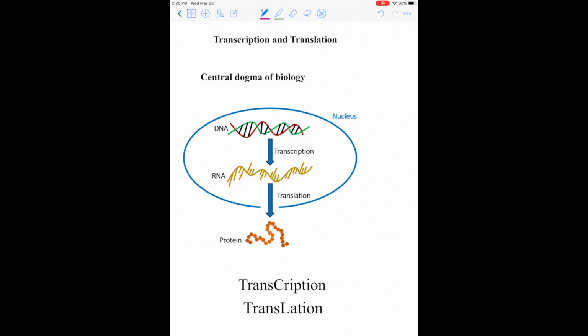Today we'll be talking about translation and transcription. These two processes are how we go from DNA to RNA to proteins. This transformation is called the central dogma of biology.